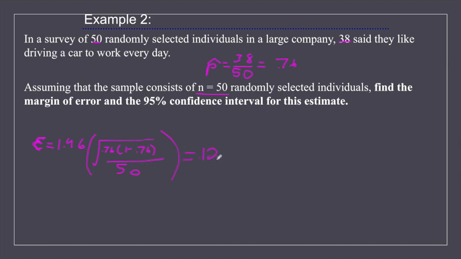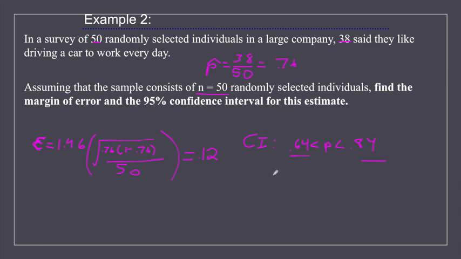So I'm going to construct my confidence interval. That's going to be p hat minus my error bound. So I would get 0.64 is less than our true population proportion, which is less than 0.76 plus our error bound, so 0.84. So between 64% and 84% of our population enjoy driving to work, and I'm 95% confident about that.